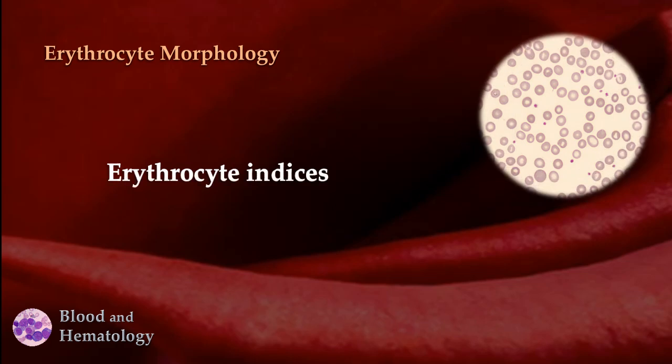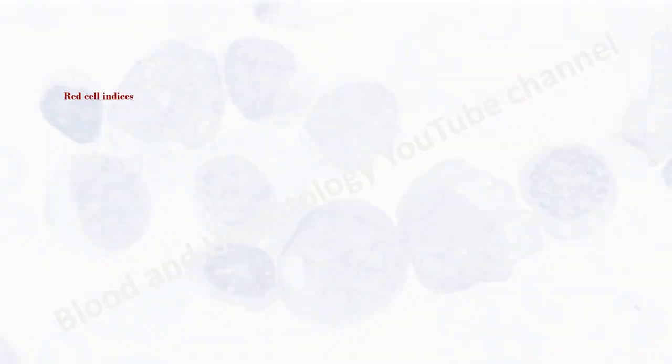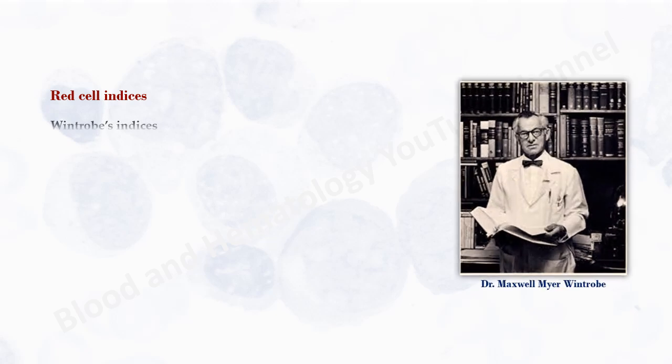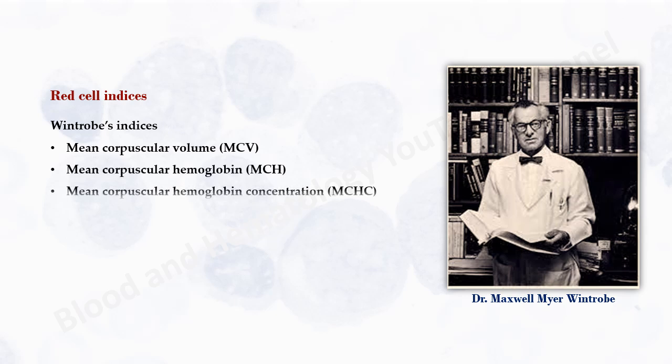This video is about erythrocyte indices. MCV, MCH, and MCHC were first introduced by Dr. Maxwell Meyer Wintrobe in 1929 to define the size and hemoglobin content and concentration of red blood cells.